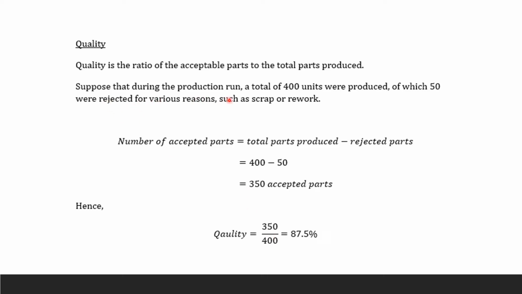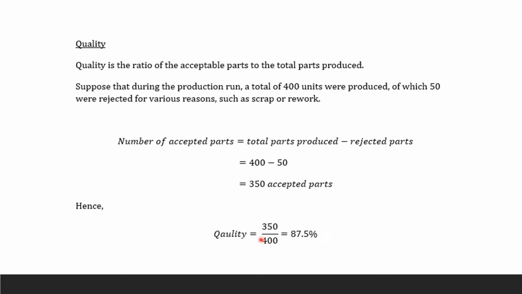Suppose that during the production run, a total of 400 units were produced, of which 50 were rejected for various reasons like scrap or rework. Rejection is one of them, or defects. The number of accepted parts is going to be total parts produced minus rejected parts. Total parts here in your question is 400 units, minus rejected for scrap and rework, which is 50. So 400 less 50 is going to give you 350 accepted parts.